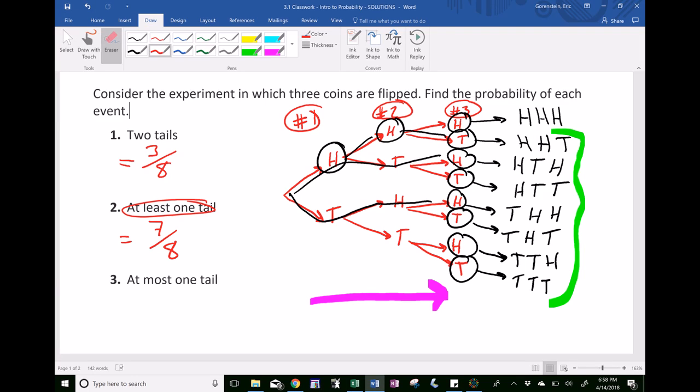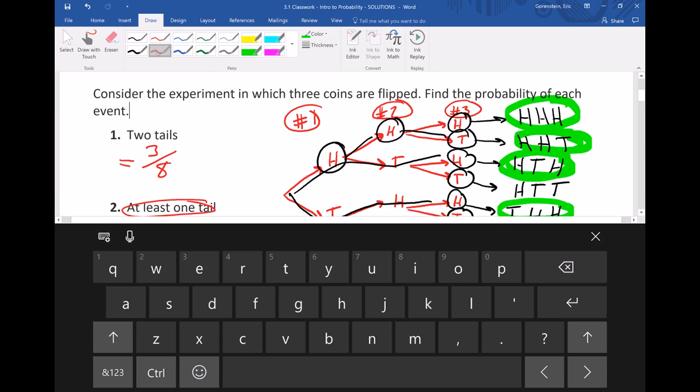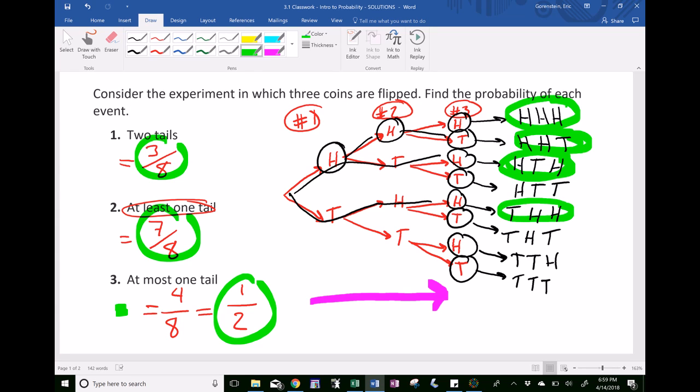And finally, at most 1 tail. So that means 1 or less. So 1 tail, or no tails. So let's see, those 4. So we want to give this as a reduced fraction. 4 out of the 8 outcomes in the sample space, or reduced fraction, we could say 1/2. So 3/8, 7/8, and 1/2. That about does it for this problem.